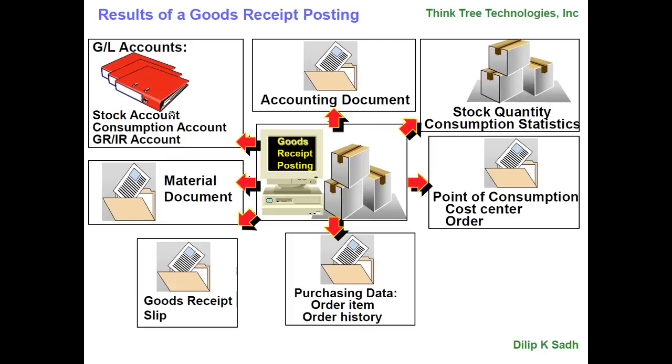When you're receiving material, it will debit your inventory and credit your consumption, or goods receipt/invoice receipt (GR/IR) clearing account. So the account entry happens automatically. That is a real-time integration of MM with FI. It updates history and consumption, and you can print a receipt, etc.